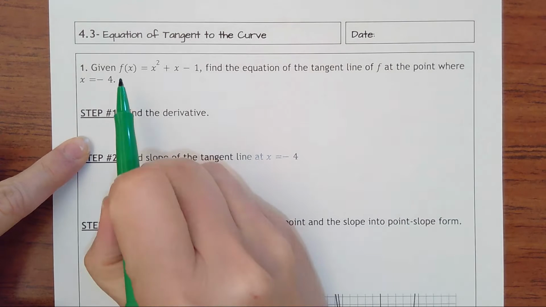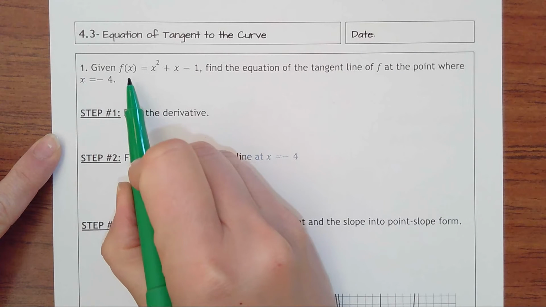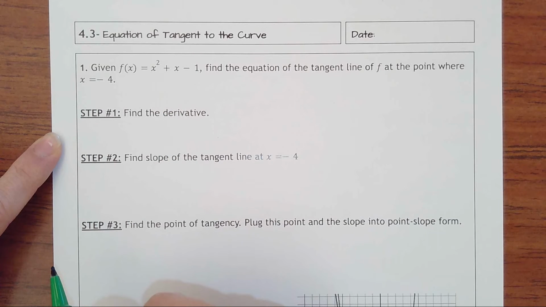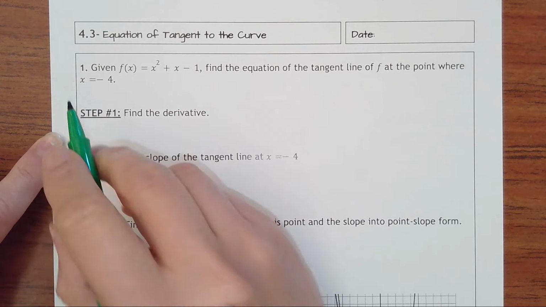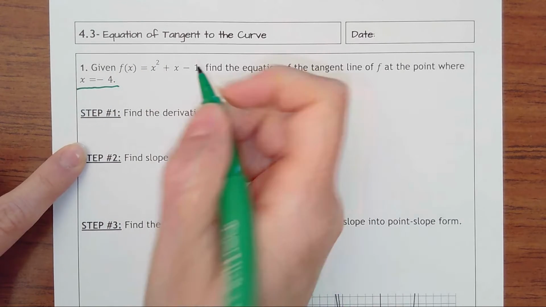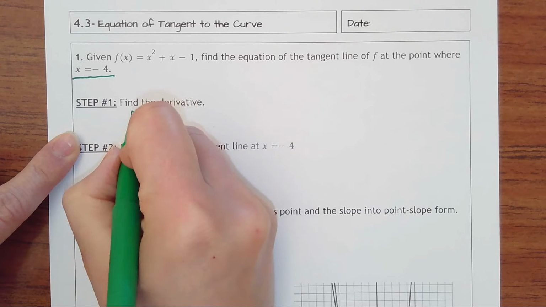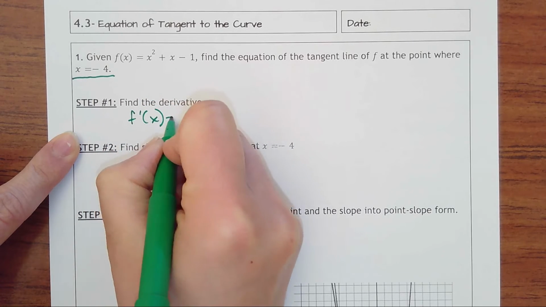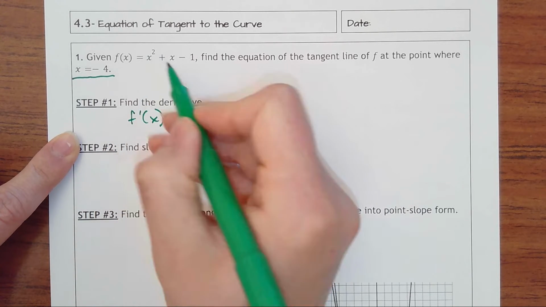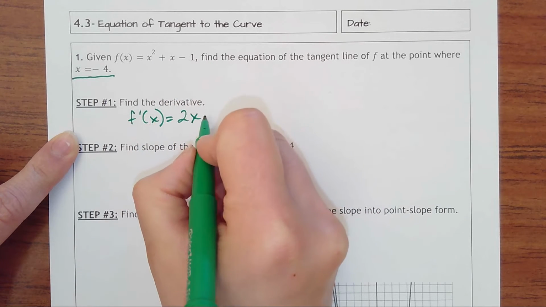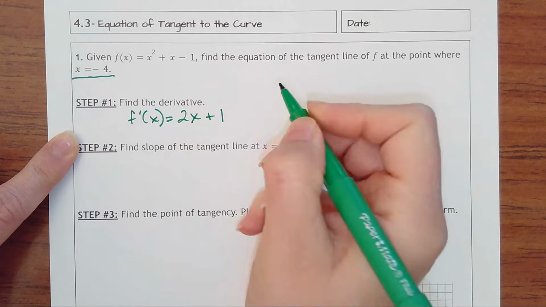So we've got this function. It's a quadratic. f of x equals x squared plus x minus 1. Find the equation of the tangent line of f at the point where x is negative 4. So our first step is always to find the derivative. So we'll have f prime of x equals, use your power rule, 2x to the first plus the derivative of x is simply 1, your constant goes away.